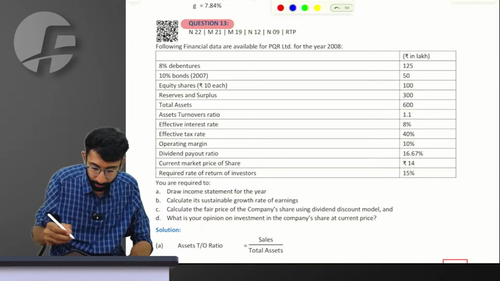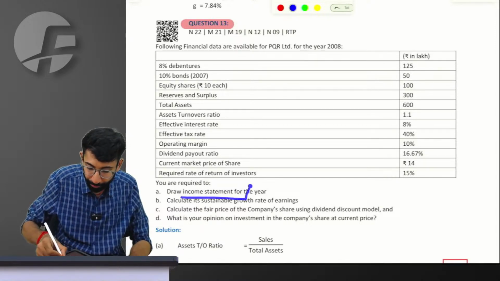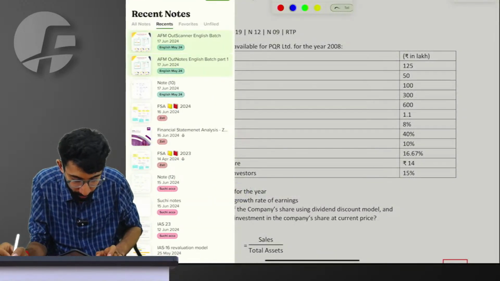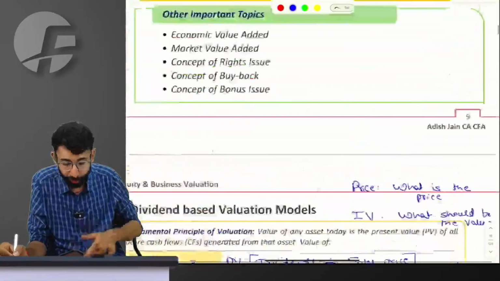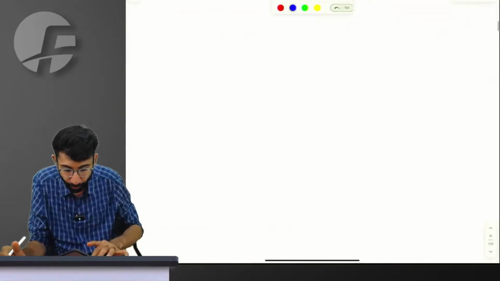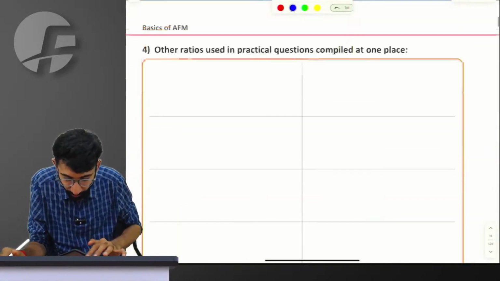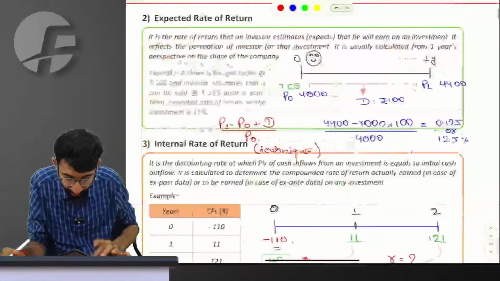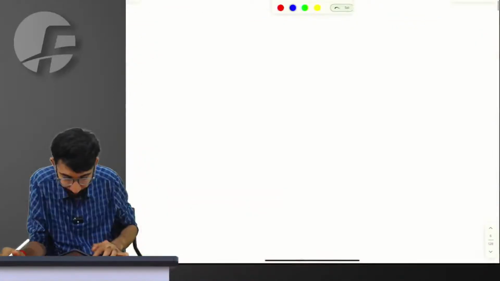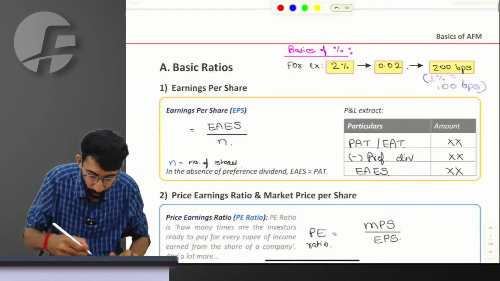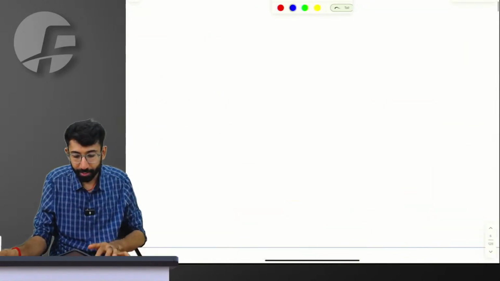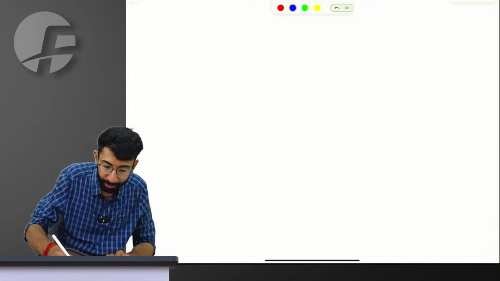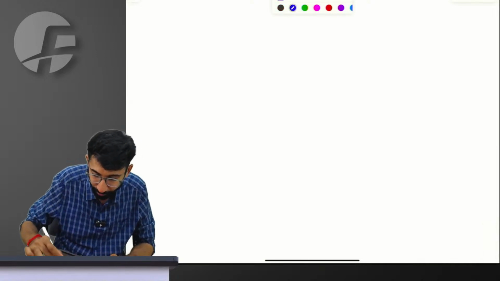Sir, the question asks you to prepare an income statement. So let's do one thing. Let us go to OutNotes and let us create a format of income statement which will be needed for you to know. Where, on which page? So I can find out a page available for us. Before your first page where you are learning basic ratios, can you go there? Before that page you will find a blank page. Let us prepare a format of income statement over here.